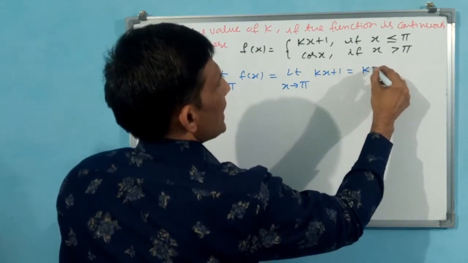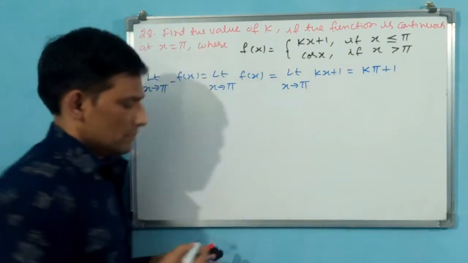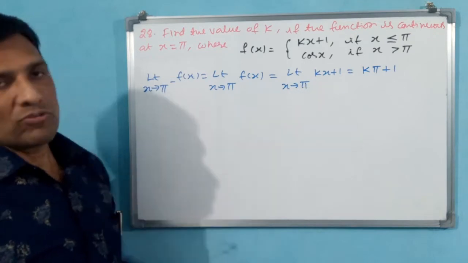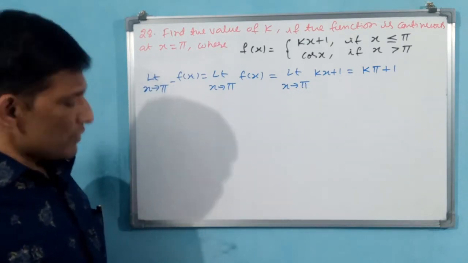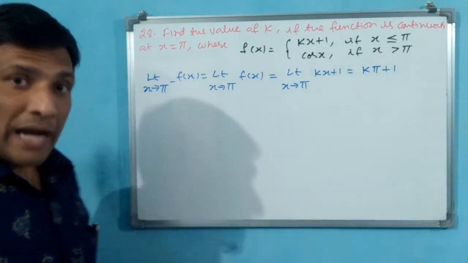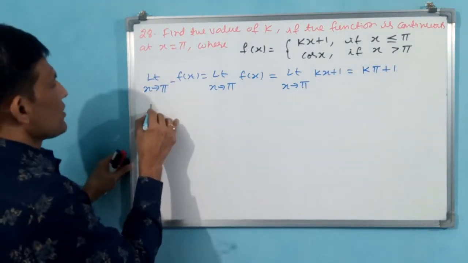k into pi plus 1. K pi plus 1. Okay. Is it okay? Definitely okay. Why? Because in x area, you have to apply k. Now what you are going to do? You are going to take right hand limit. You see, greater than pi means right hand limit. Right hand limit, what you are going to write? You are going to write like this.